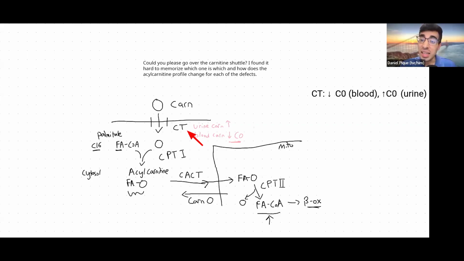That is the hallmark of carnitine transporter deficiency, a low C0. That carnitine is gone. It is in the urine. It is no longer in the blood. Let's move on to CPT1.